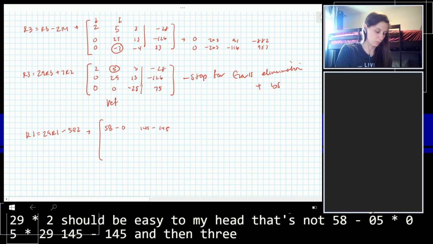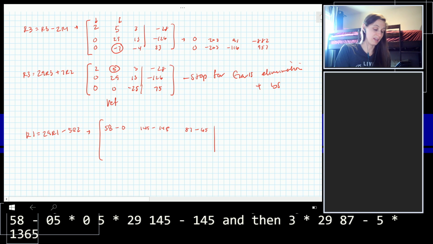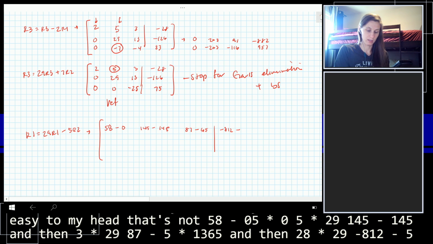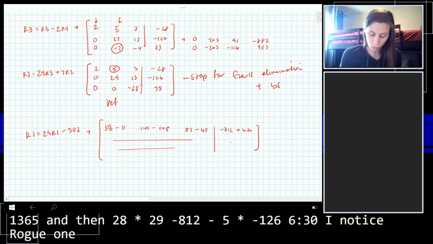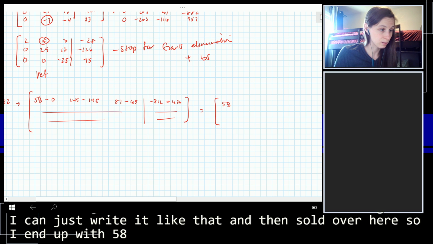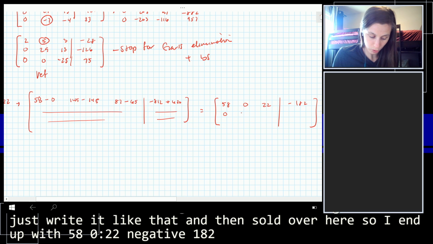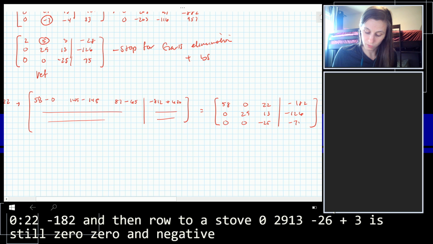And then 3 times 29, 87 minus 5 times 13, 65. And then 28 times 29, negative 812 minus 5 times negative 126, or negative 630. And notice row 2 doesn't change, row 3 doesn't change. So I can just write it like that and then solve over here. So I end up with 58, 0, 22, negative 182. And then row 2 is still 0, 29, 13, negative 126. And row 3 is still 0, 0, negative 25, negative 75.